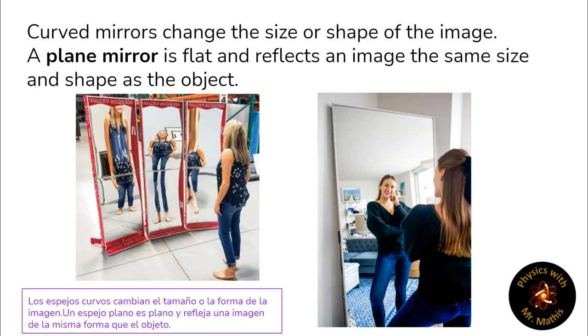There are different kinds of mirrors. If you've been to a fun house at a carnival, you've looked at curved mirrors that make you look tall or short or fat or thin. But a plain mirror like the one in your bathroom is flat and it reflects an image that's the same size and shape as the object in front of it.